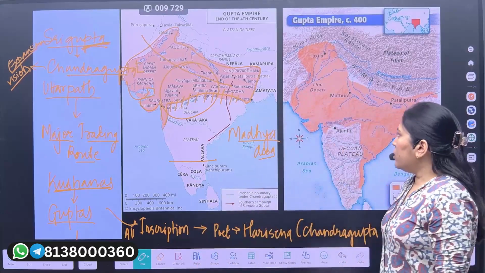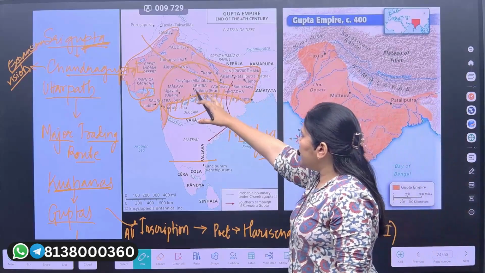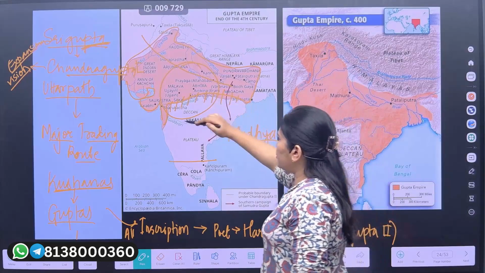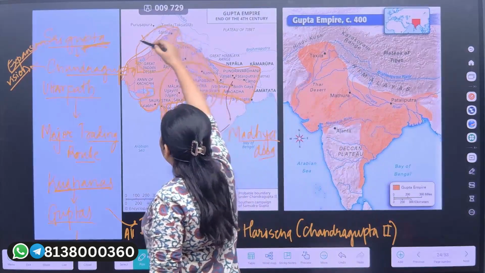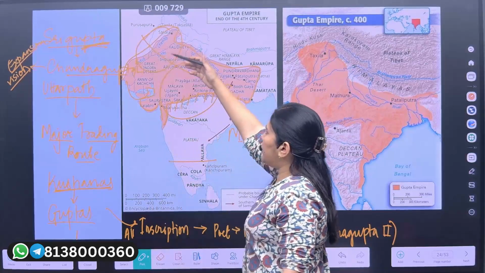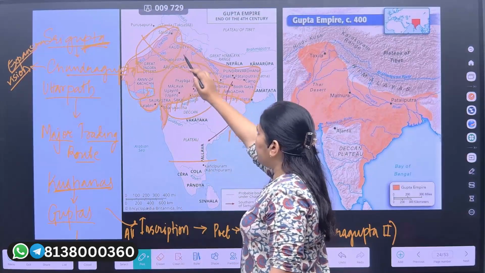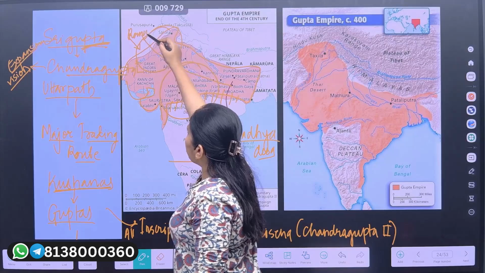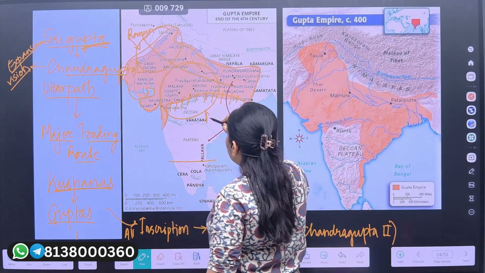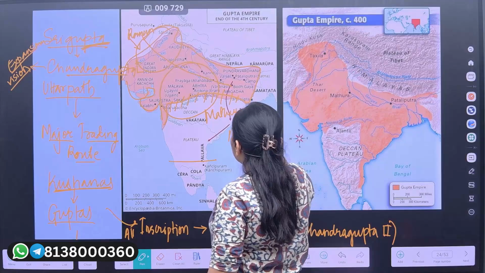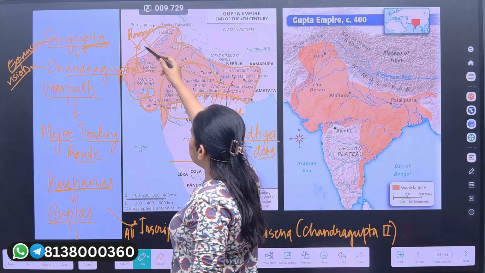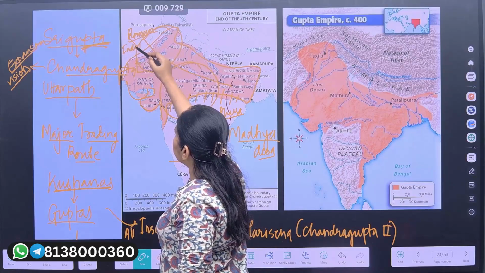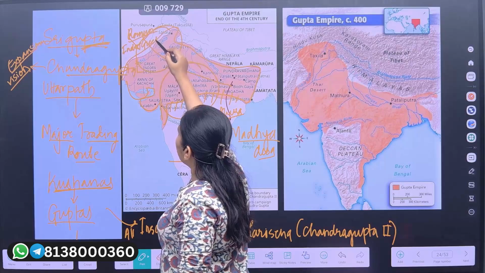So this was called Madhya Desa, and here you will see the major development of art and architecture. Of course, the northwestern region also favored art and architecture, but there the major art and architecture was influenced by the Roman style. And here it was through the Mathura style. This is the Mathura style and this is the Roman style, what we call the Indo-Greek or Gandhara style, whatever you say.